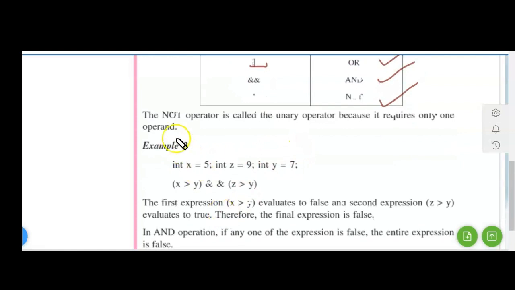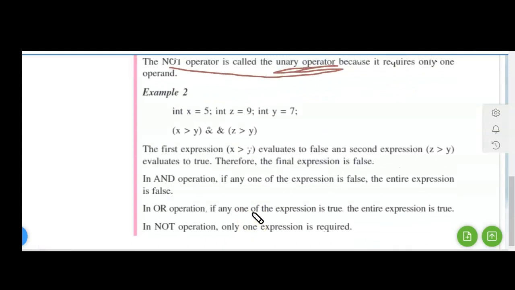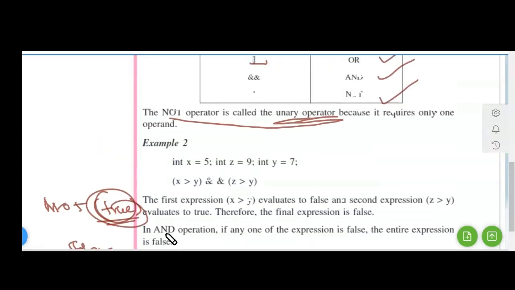You can see an example here. Not is a unary operator. What is the meaning of unary operator? That means it uses only one operand. You can see the example here, one expression is used. Whereas for and, you need something on the left side and something on the right side. That means two operands, two statements are required here. Not operation means only one. If you write not true, it will be false. So only one thing you need to write here, that's why it's known as a unary operator.